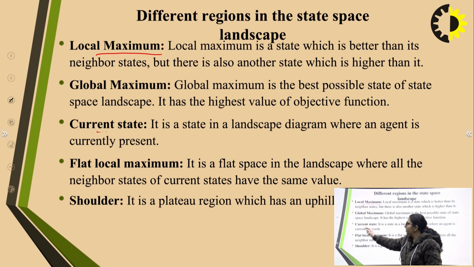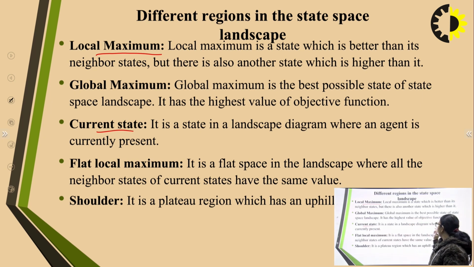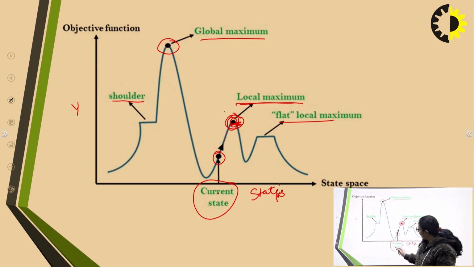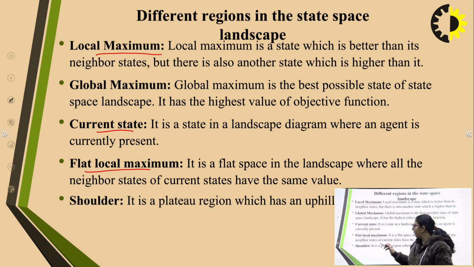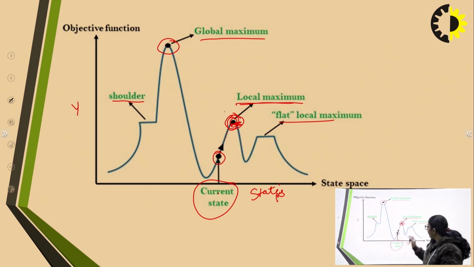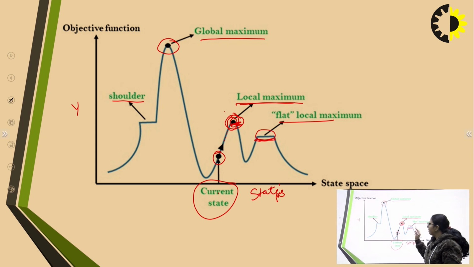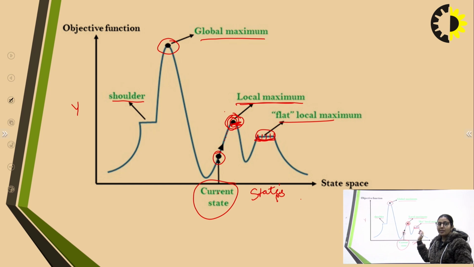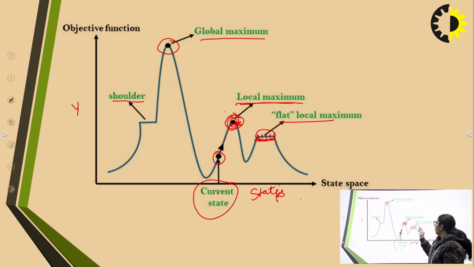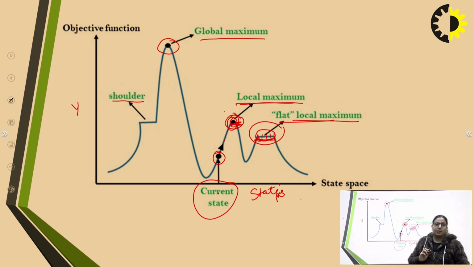Then the current state. It is the state in the landscape diagram where the agent currently is. The current state represents the state whose solution needs to be compared with the solutions of other states. Then flat local maxima. It is a flat space in the landscape where all the neighboring states of the current state have the same value. So this is the flat space. If we are here, then all the neighboring values are the same. That is why this is known as the flat surface or local maxima, right?